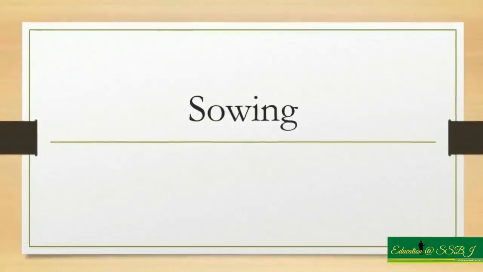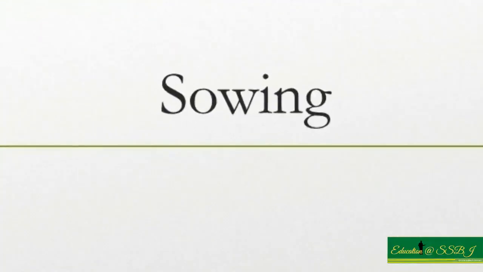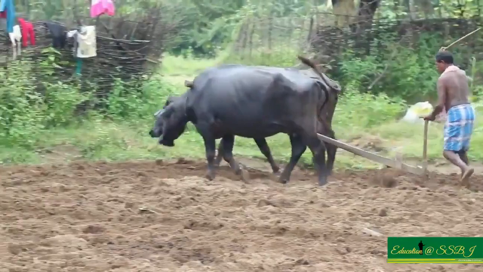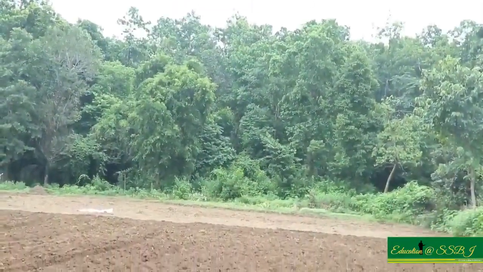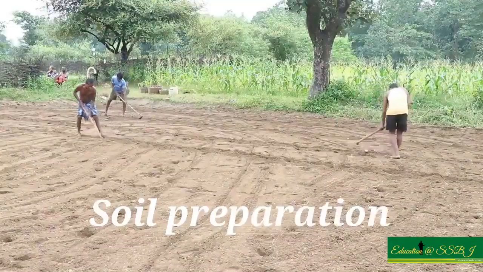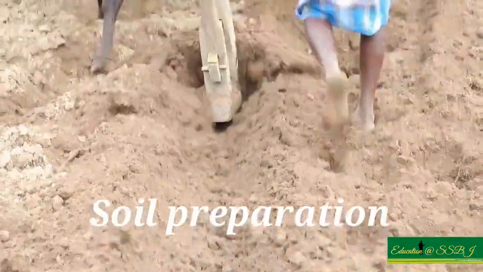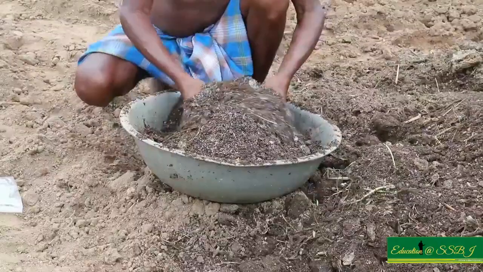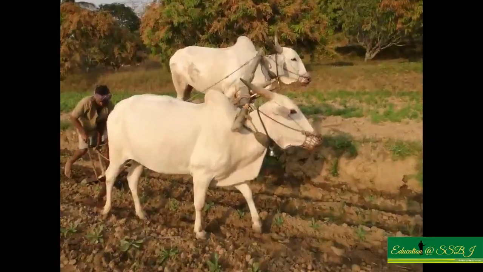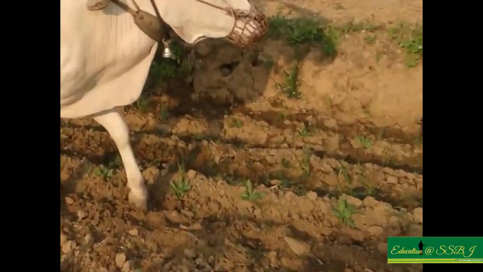The second step in the crop cultivation is sowing. What is sowing? Sowing is the process of planting seeds. But wait, can we recall? Before planting seeds, what should we keep in our mind? Soil preparation, is it? Loosening, turning, leveling, adding manure, then preparing seed bed. Now the seed bed is ready.